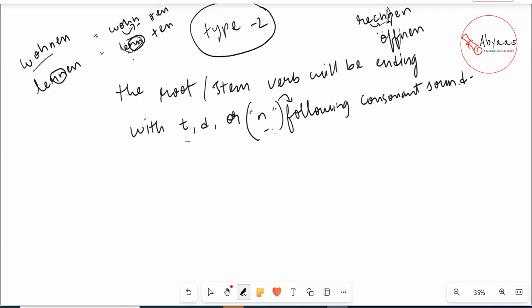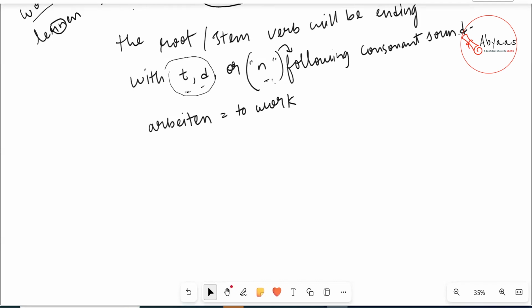And for the rest, there is no need for this vowel-consonant consideration. If it is t or d, it is second type. If I take, as you said, to work, which is arbeiten, then if I'm conjugating this, again I need to separate: arbeit plus en.